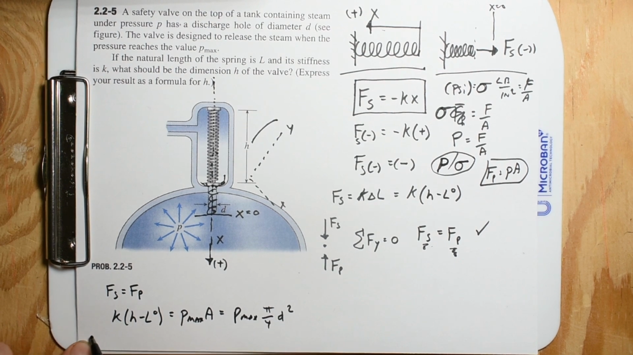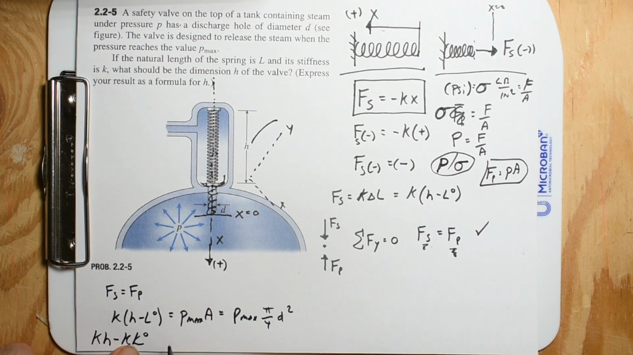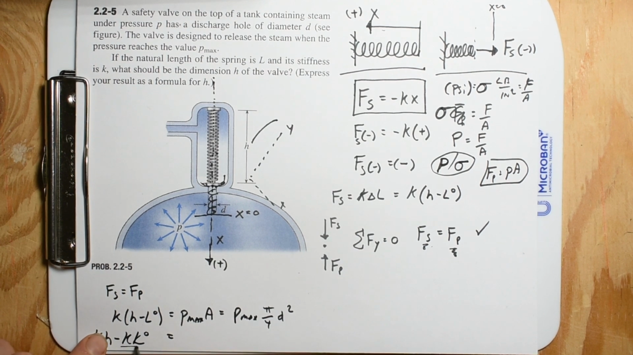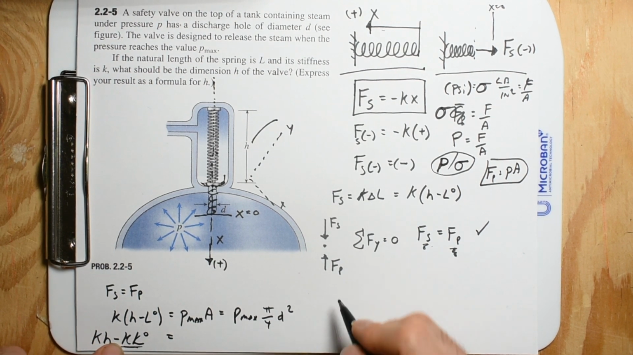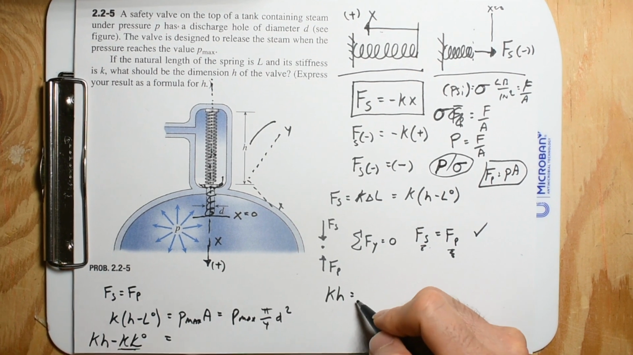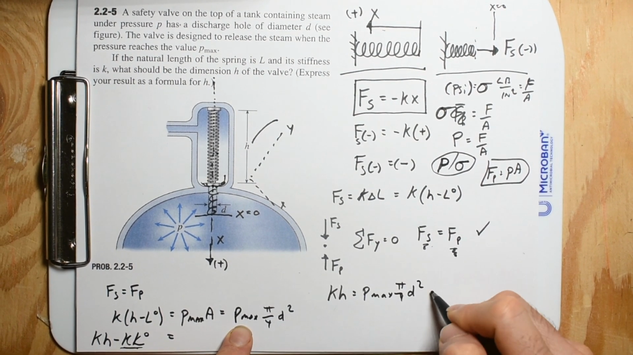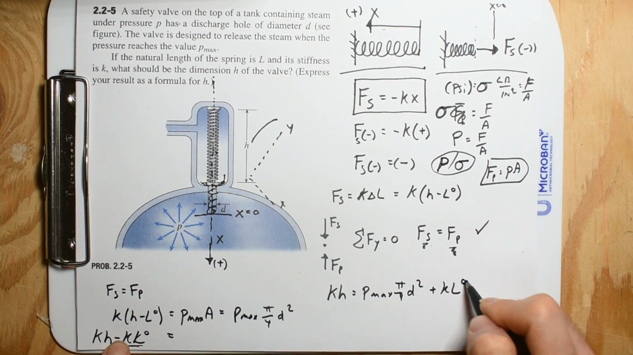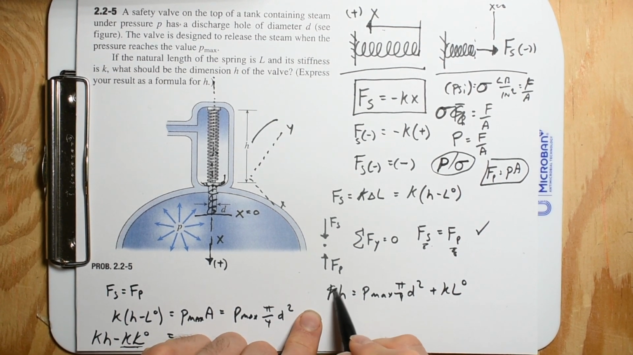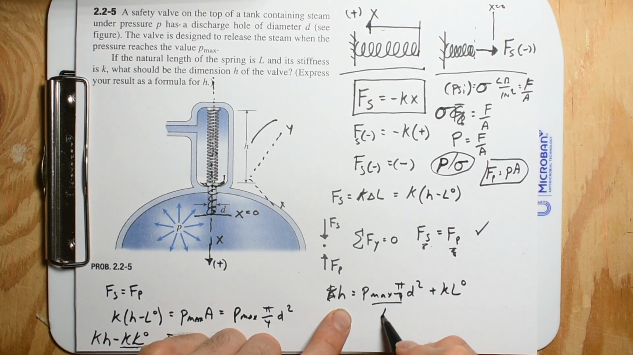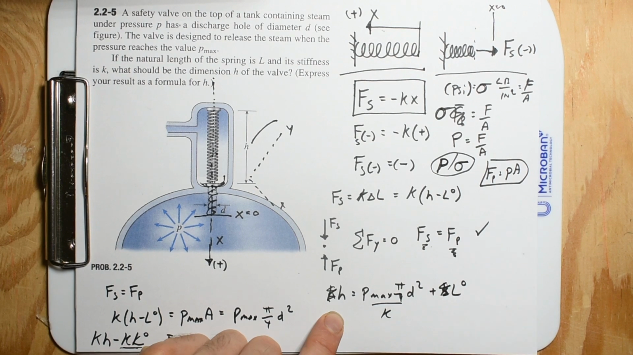So you factor this through, so we get KH minus KL naught. And this doesn't have an H in it, so we can bring it to the other side. So we're going to have KH is equal to P max pi over 4 D squared plus KL naught. And then you're going to divide by K. So H is all this divided by K, and then plus L naught.